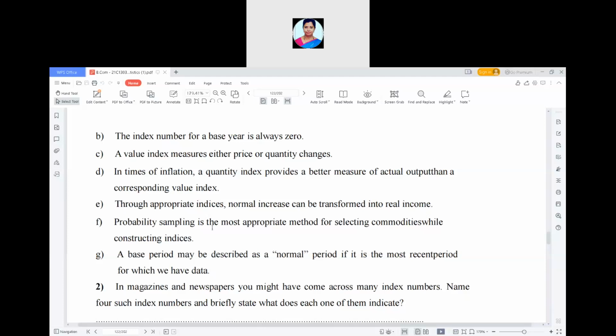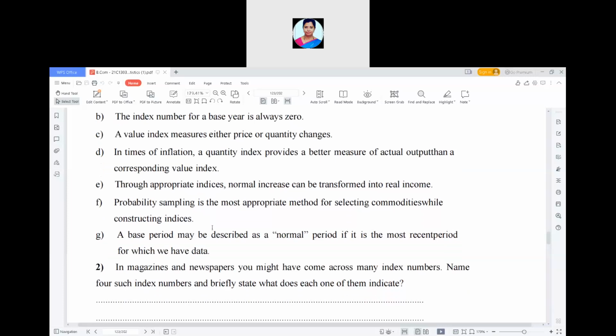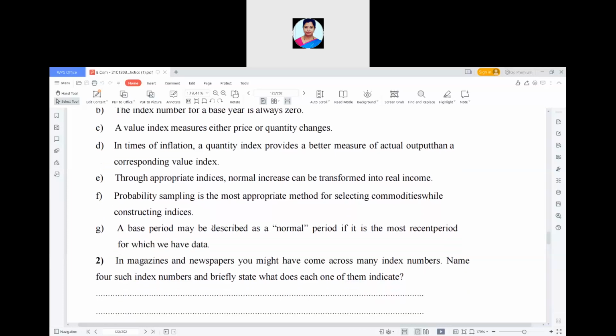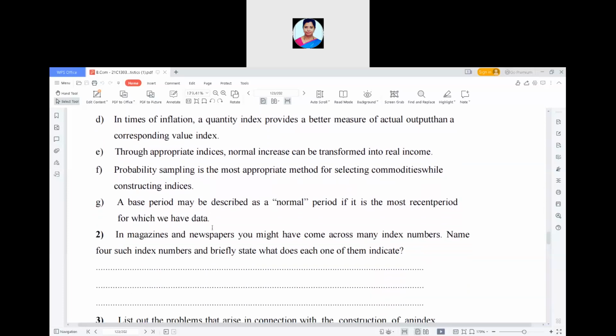Okay. And the second question is: in magazines and newspapers, you might have come across many index numbers. Name four such index numbers and briefly state what each of them indicates. So you might have known about these index numbers. What are the index numbers you know? So you have to mention four such index numbers, what you have learned about them, usually what you have come across in regular life, and list them out.